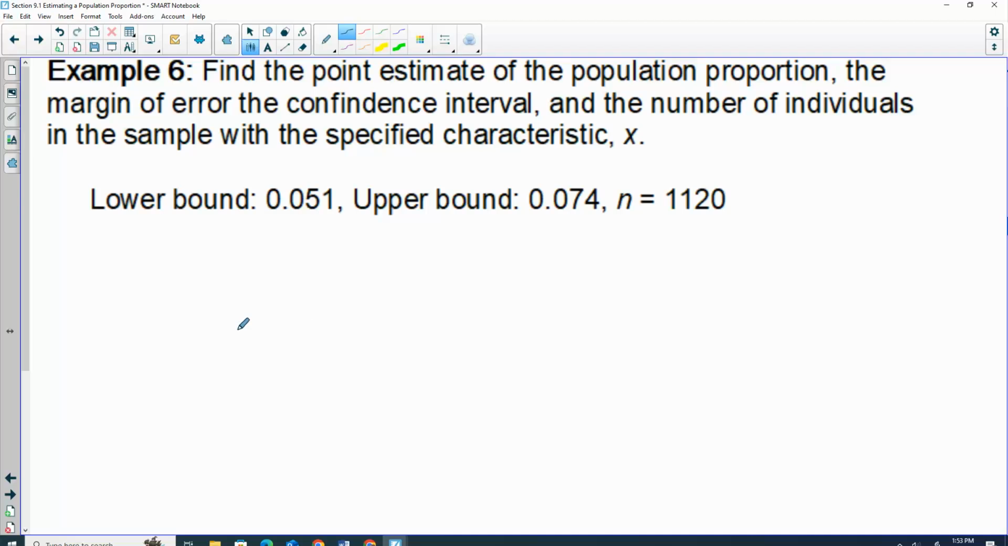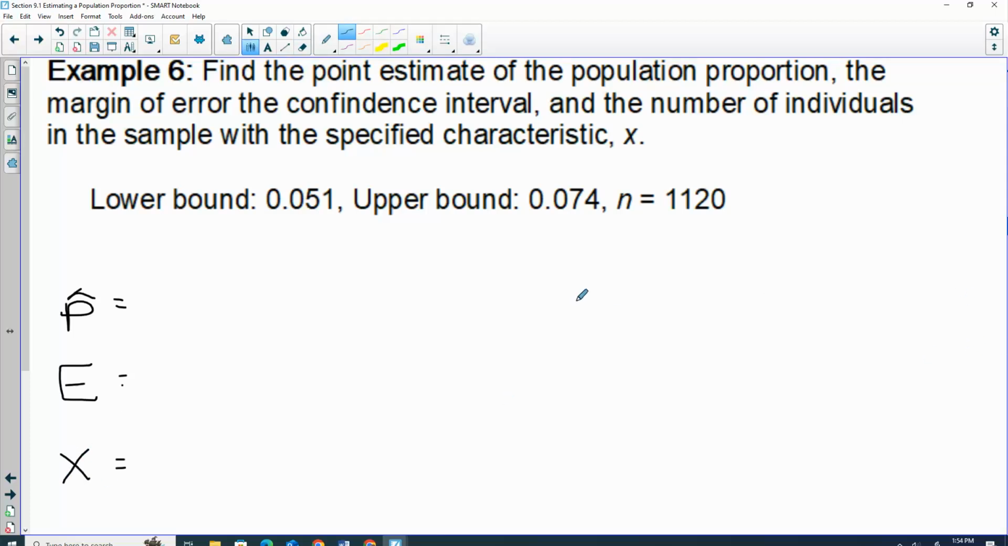Let's try to work backwards. I want to find the point estimate of population proportion. So I'm trying to find p hat this time. The margin of error for the confidence interval and the number of individuals. So there are 3 things I'm asking you to find. The 3 things that you're normally given in the problem. Oh, sorry, not n, x, the number with the characteristic.